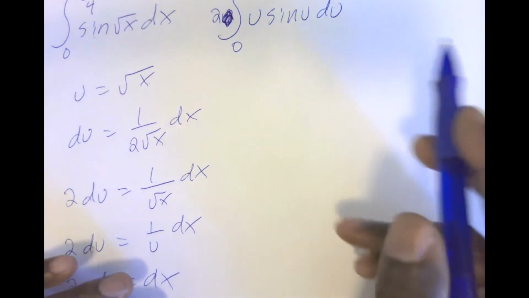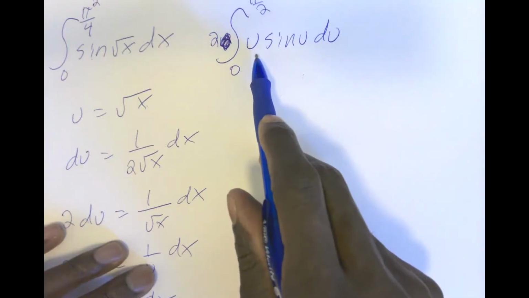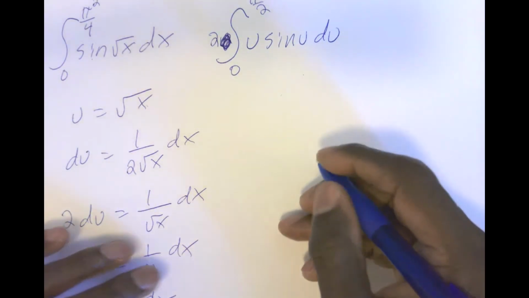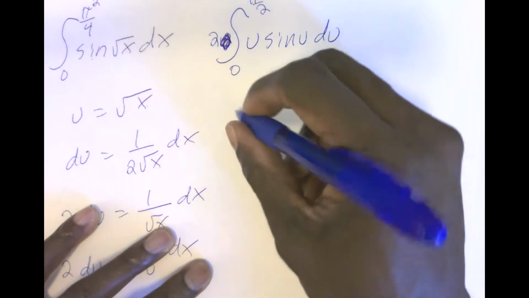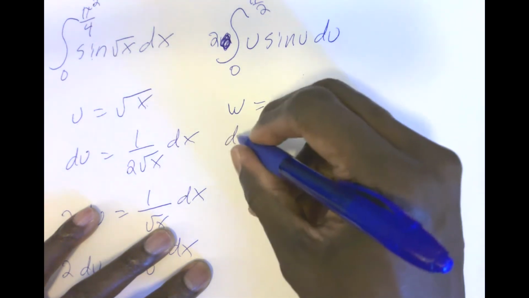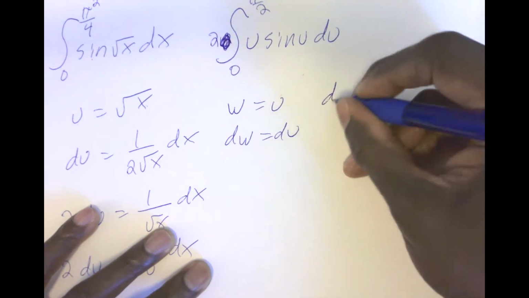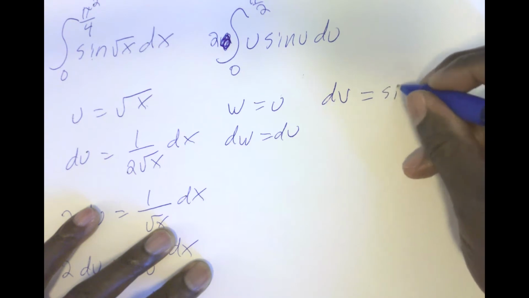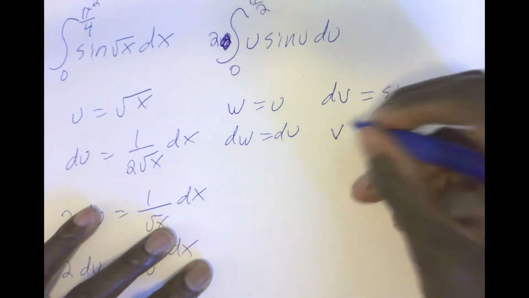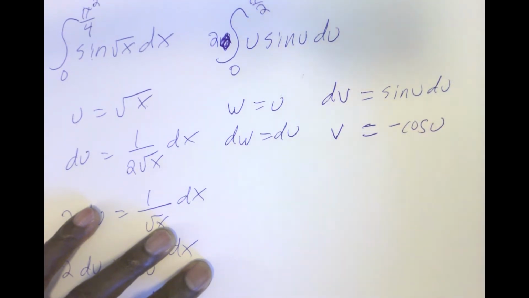It's not like it's very simple from here, but this is integration by parts. It's fairly basic integration by parts, but maybe this could cause some people to ponder a little bit. So let's say w is u, so that means dw is du. And let's say dv equals sine u du, which means v would be negative cosine u.